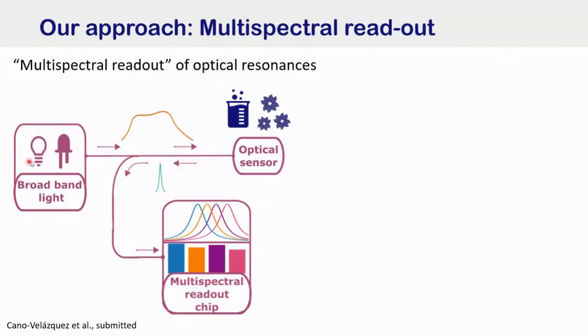Let me go into a bit more detail. So the idea of the sensing system is we have a broadband light source. We go to the optical sensor or transducer. We get a reflection spectrum where there is a clear spectral feature, let's say a peak, could be a dip, could be something else, but something that will shift. And then we want to measure this with this multispectral readout chip. In this case, we'll use only 4.